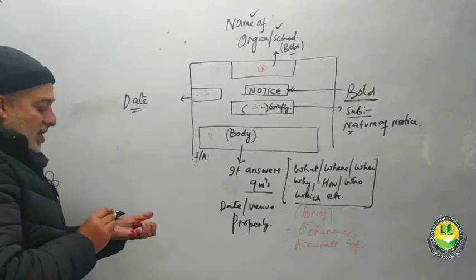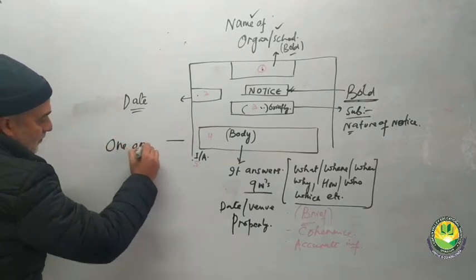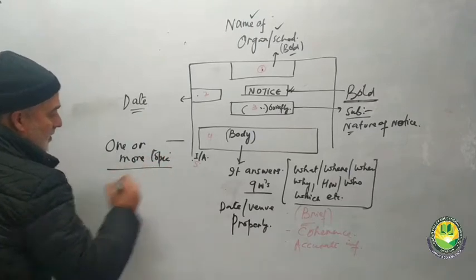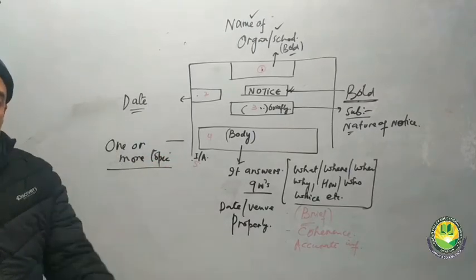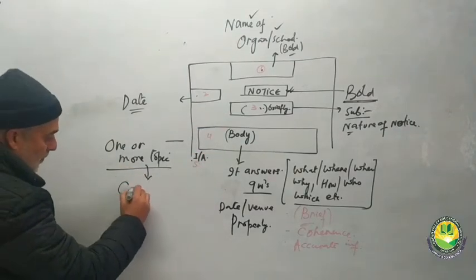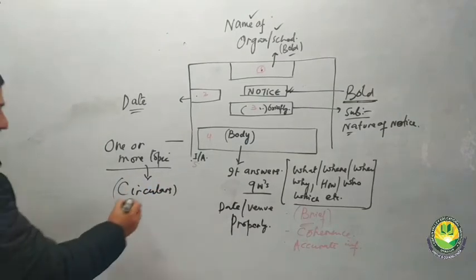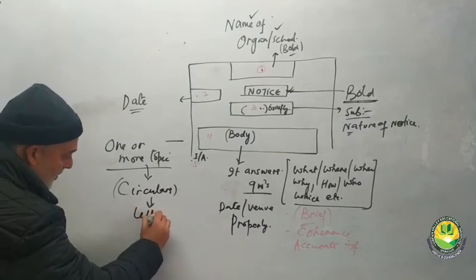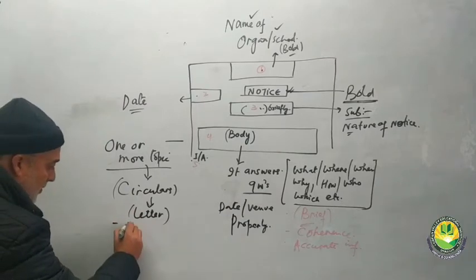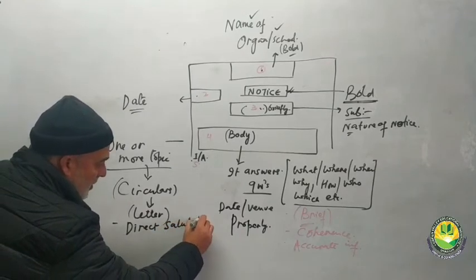Now the question is, if you have one or more topics to be discussed, to be sent to the public, to be sent to the audience, to be sent to the notice board, then you can replace notes with circulars. A circular is a kind of letter. Remember, it is a kind of letter with direct salutation.